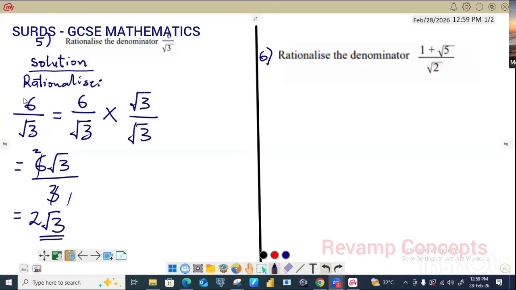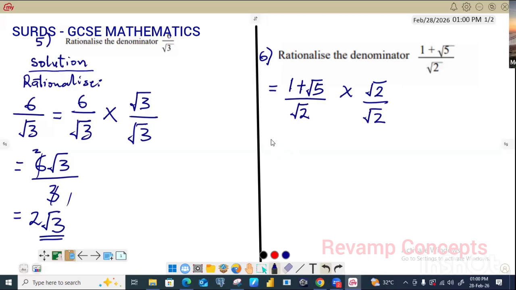Also here we have to rationalize the denominator. This question is also similar to question number 5 we solved, but it's just that the numerator here is an expression. So in rationalizing this, we are going to multiply both the numerator and denominator by the denominator. So we are going to have 1 plus root 5 over root 2 multiplied by root 2 over root 2.